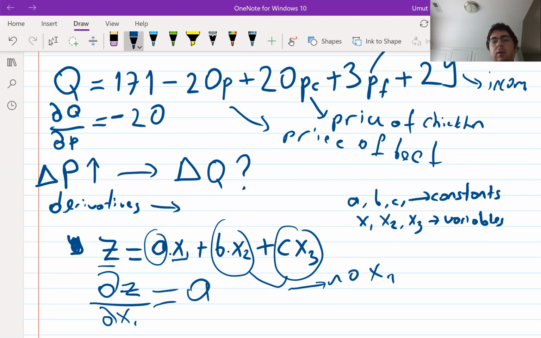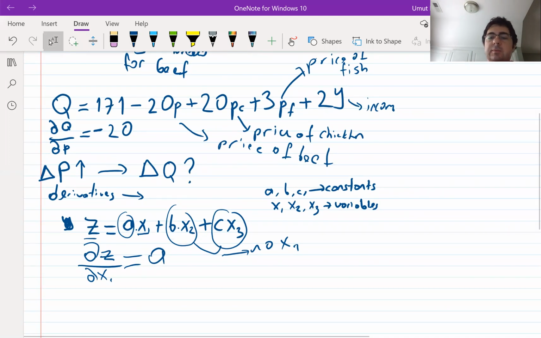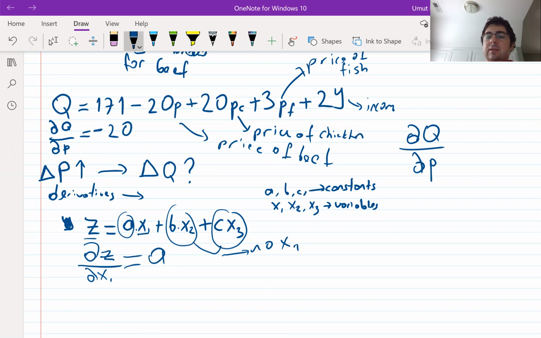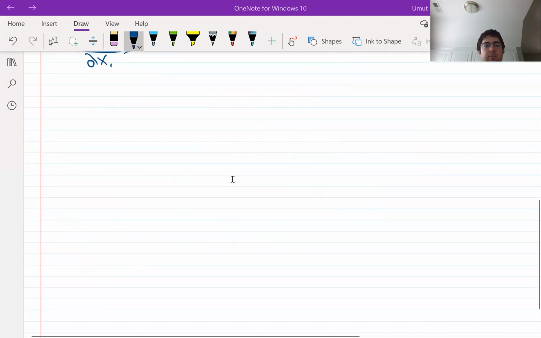For example, I just want you to remember what we are doing here. If you take the derivative with respect to PC, then it will be plus 20. So for linear functions, the rule is very simple. Just use the constant, the coefficient. So that is what we did for the demand.